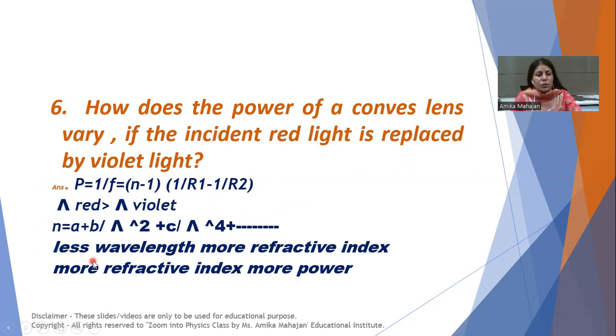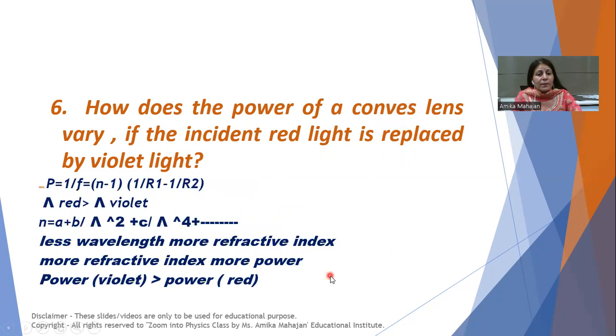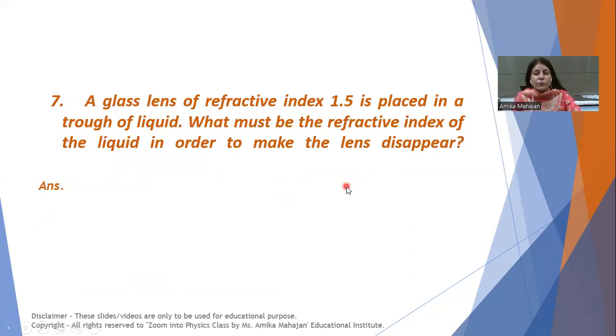So as a result of which, more power of convex lens will be there. Hence, what we find? Lesser wavelength, more refractive index, and more power. That means power in violet light will be more than power of lens in red light. And so if incident red light is replaced by violet light, then convex lens will have more power, as a result of which we can say power increases.